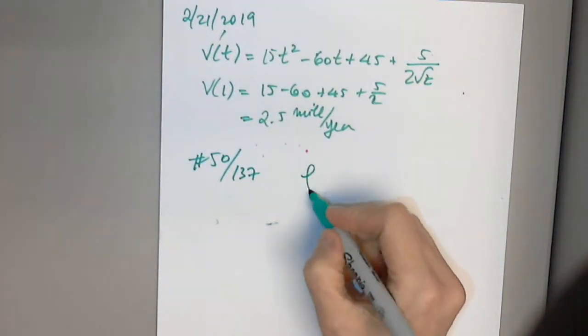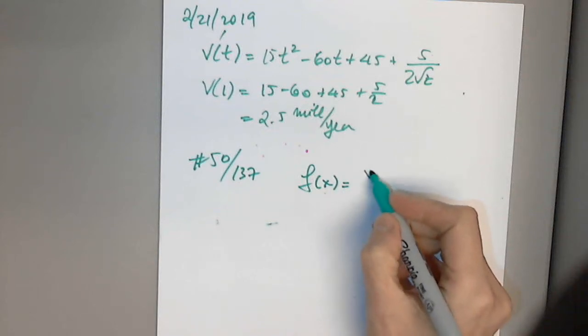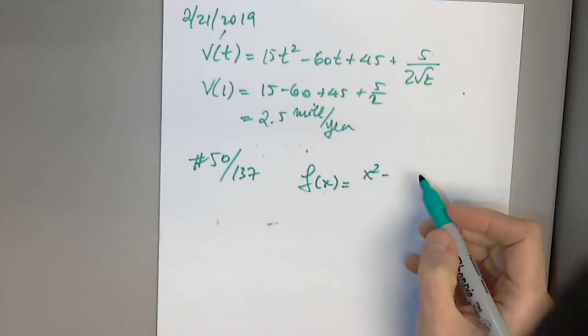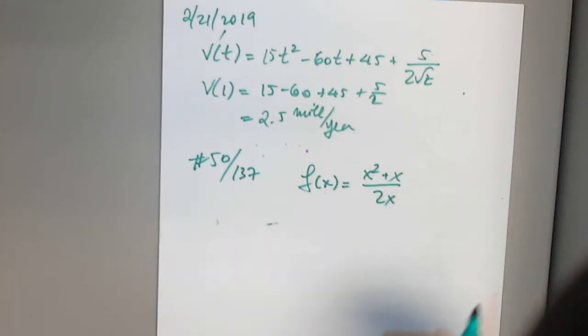Okay, the function is f of x, which is x squared plus x divided by 2x. The first question is asking us for what x values is the function not differentiable. So we know that the function is not differentiable, number one, when it's not continuous, when it has a corner, because it has two tangents here, when it has a cusp, again because it has two tangents, or if it has a vertical tangent. What is the derivative?